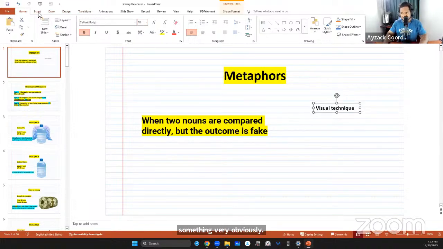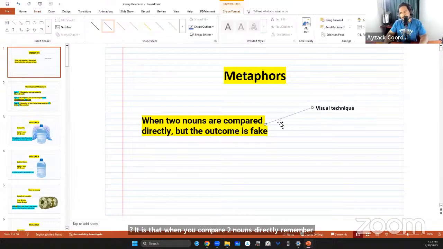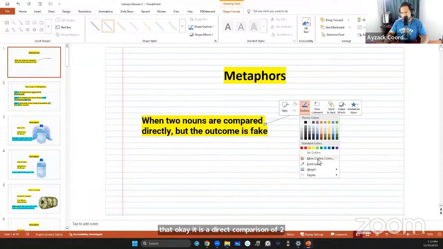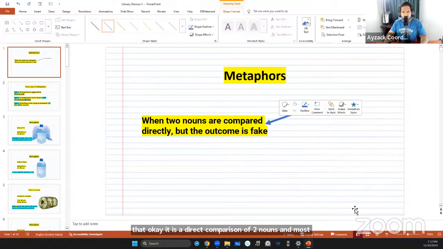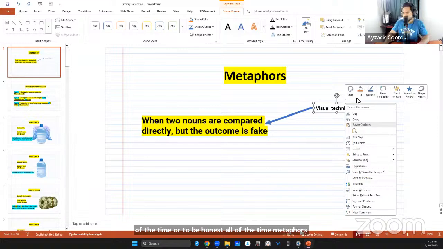So what exactly is a metaphor? It is when you compare 2 nouns directly. Remember that, okay? It is a direct comparison of 2 nouns. And most of the time, or to be honest, all of the time, metaphors are fake. They are not meant to be taken literally. Hope you understand that, okay?